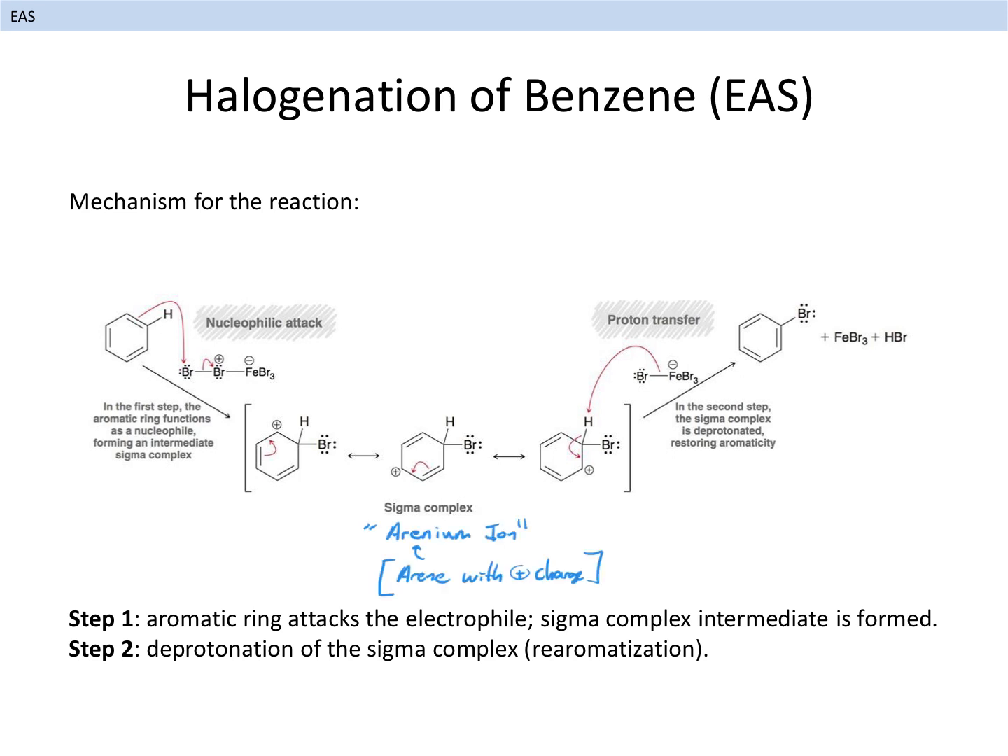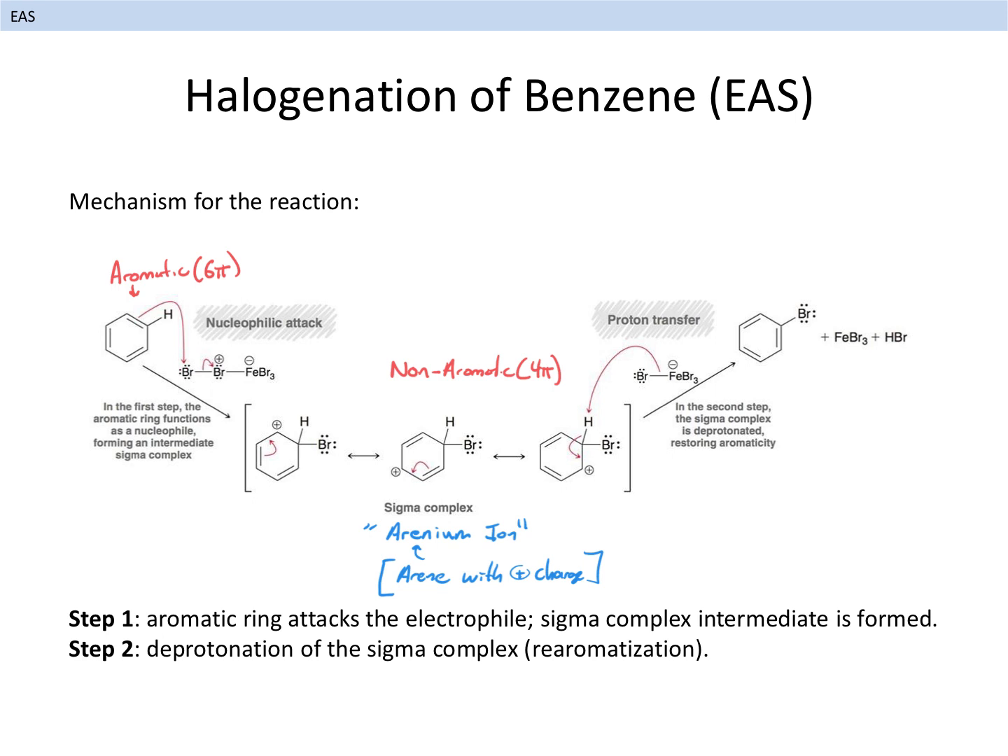As you can see on the slide, the bromine is now bonded to one of the carbon atoms in the benzene ring, temporarily disrupting the aromaticity of the ring. The formation of this sigma complex is the critical step where the aromatic ring engages with the electrophile.